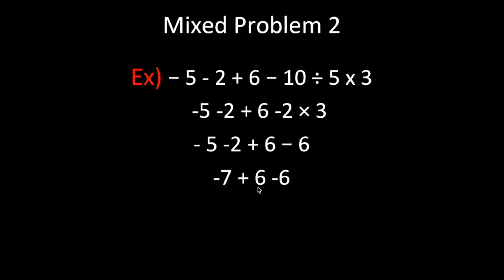So we're going to continue solving the problem from left to right. Negative 7 plus 6, because these two numbers have different signs, we're going to subtract. And because 7 is greater than 6, and 7 has the negative sign, the answer is negative 1. Bring down the minus 6. Negative 1 minus 6, both numbers have the same sign, so you automatically add. Then you keep the sign.